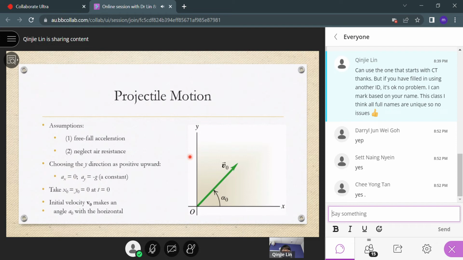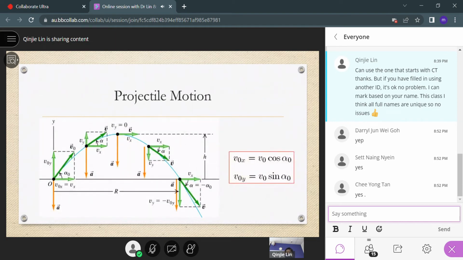And then for this particular case, x naught equals y naught equals 0 at t equals 0. This is trying to set some boundaries for what we are trying to illustrate. At time equals 0, that means at the start, we take x naught and y naught to be 0. That means it will start from the origin. And the initial velocity v naught makes an angle alpha naught with the horizontal. So you shoot up here with v naught velocity at alpha naught.